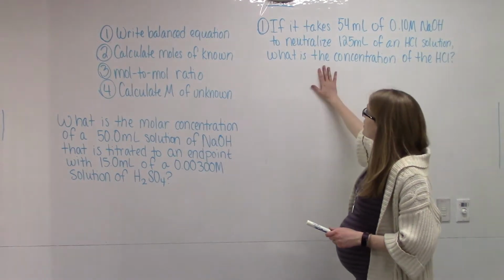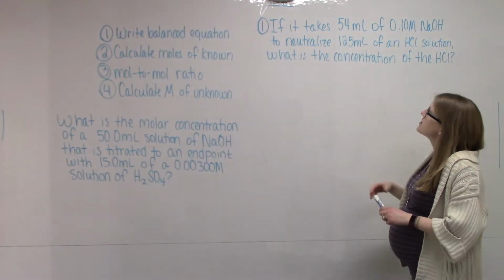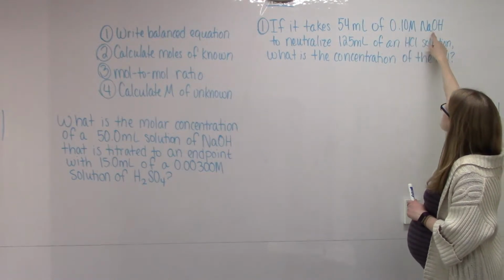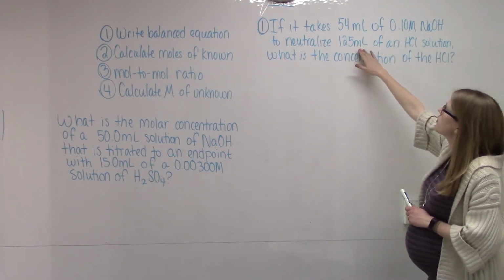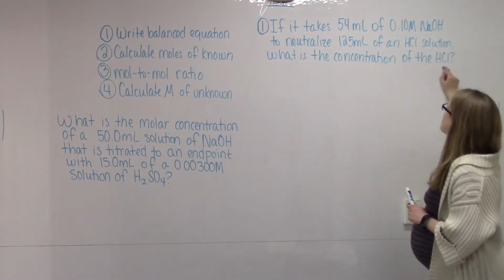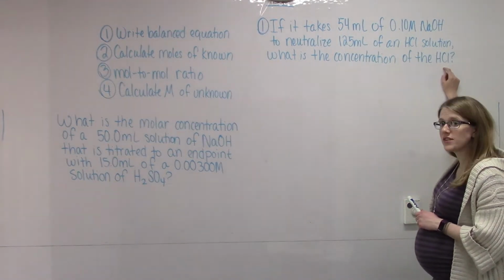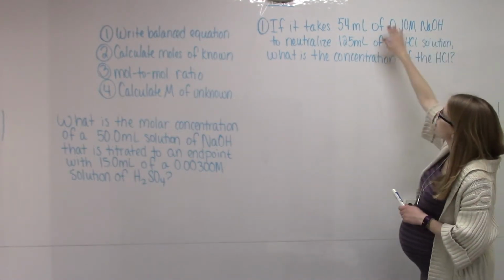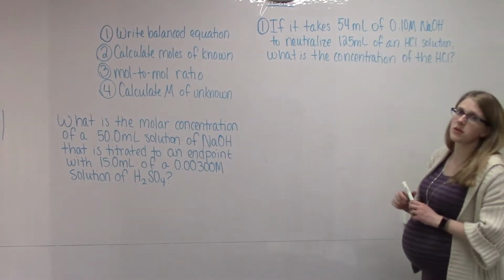Okay, here's an example problem. If it takes 54 mL of 0.10 molar solution of NaOH to neutralize 125 mL of an HCl solution, what is the concentration of the HCl? So you can see here, the HCl is the unknown because we're looking for its concentration. The NaOH is the known because we are given the volume and the molarity.